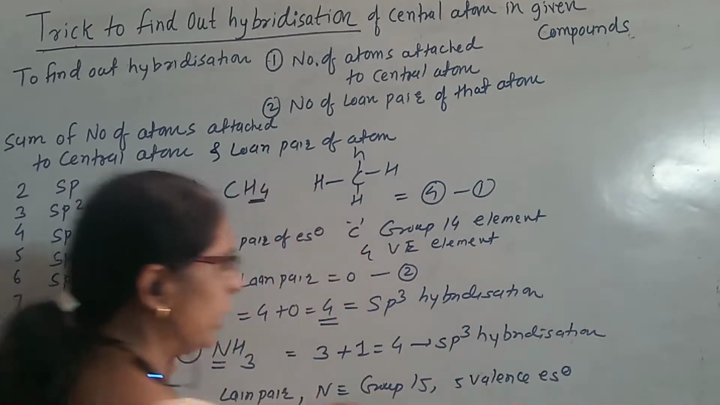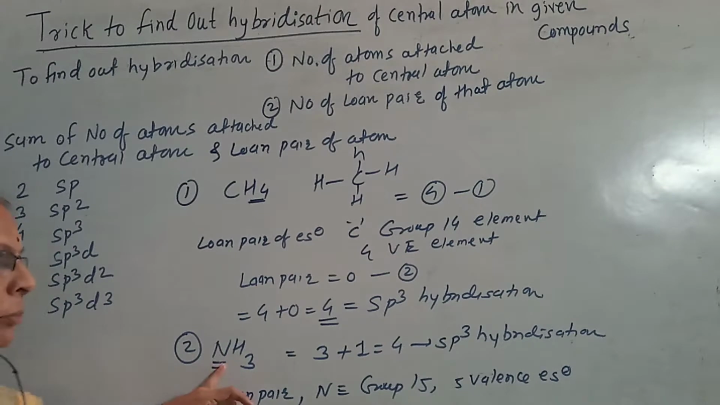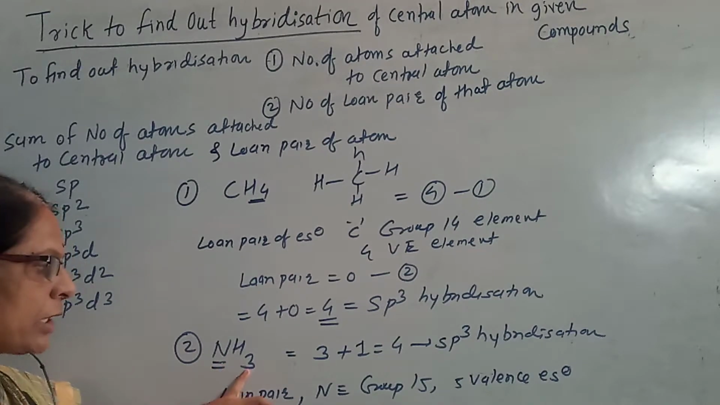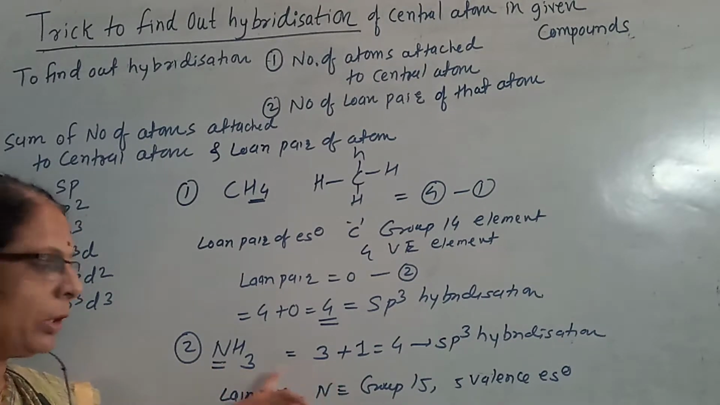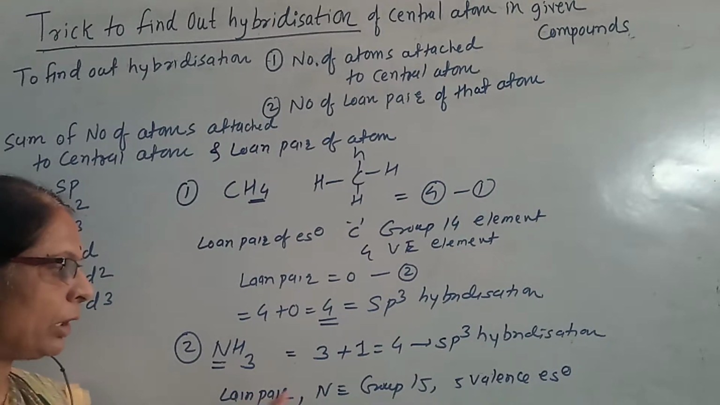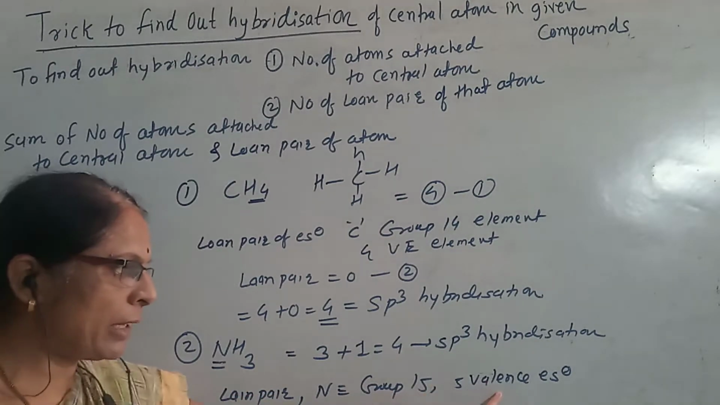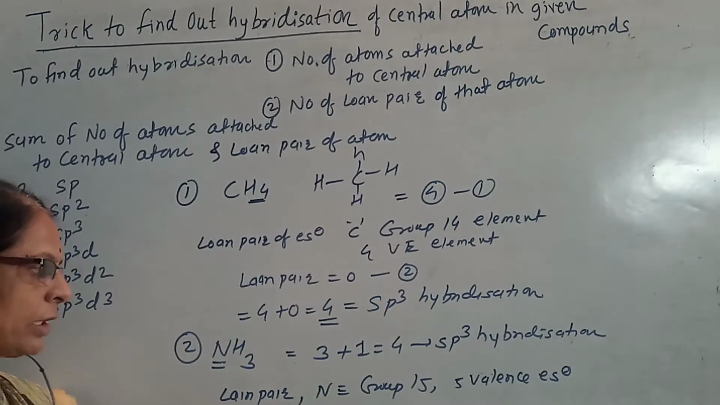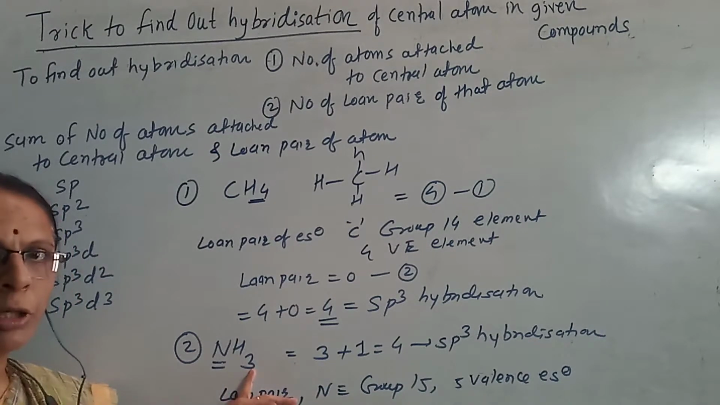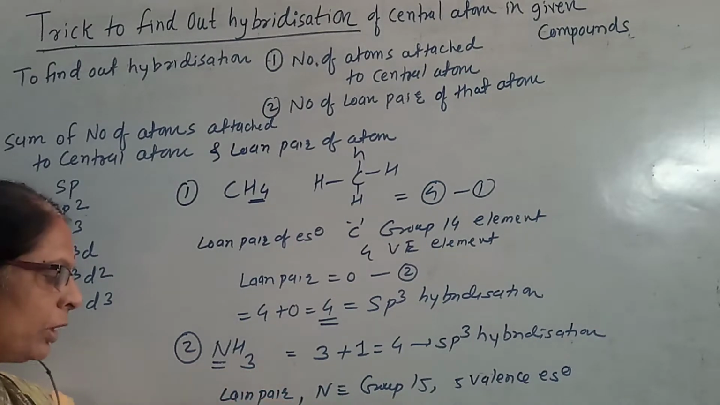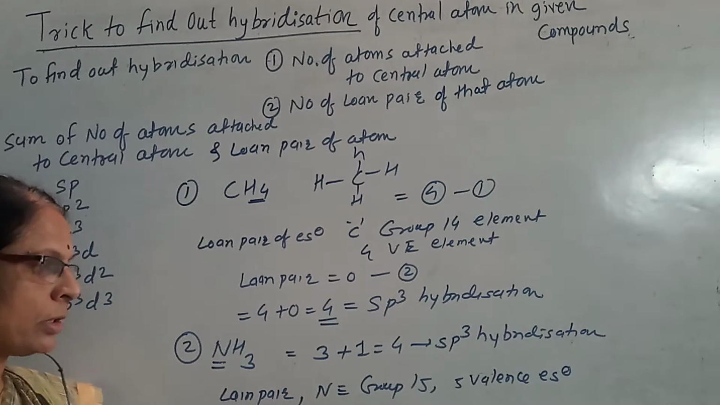Let me repeat. When you consider the example of ammonia, in ammonia nitrogen is attached to 3 hydrogens. Nitrogen is a group 15 element. It has 5 valence electrons. Out of the 5 valence electrons, 3 are busy forming the bond with hydrogen, and therefore 5 minus 3, that is 2 electrons remain.